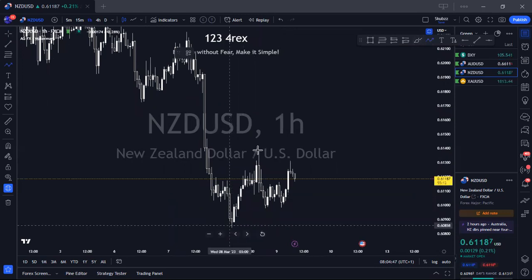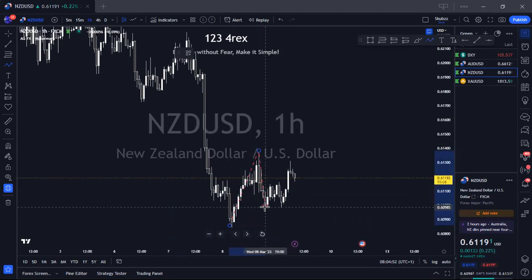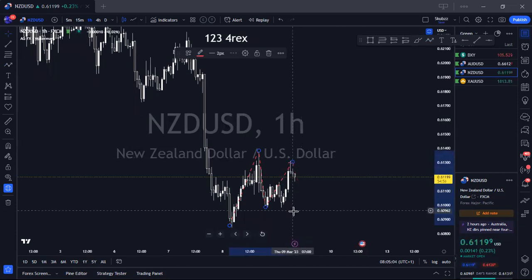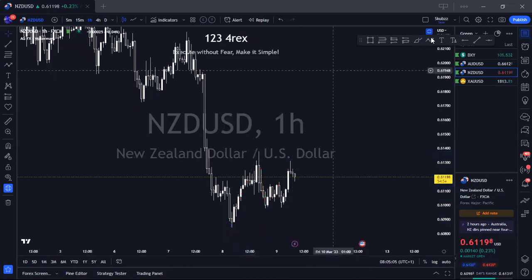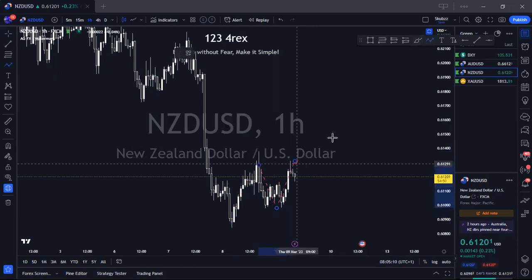Price created this high yesterday, came down, failed to create another low. We're just inside our range, and now it's pushing up, and it has tapped the last high that was created, and now it's rejecting to the downside. With the way the market is looking today, with no high impact news, you might just see price ranging up and down throughout today, and then it will basically wait for the news tomorrow.